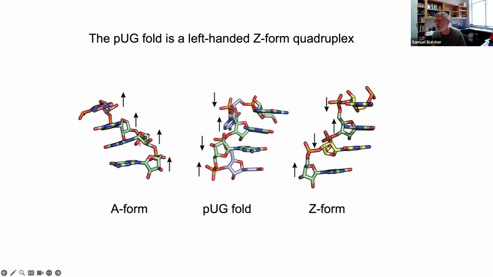And the A-form direction is that all the sugars are pointed the same direction, 5' to 3', and all the stacking is right-handed. Whereas in the Z form, what happens is that there's syn-anti inversions where the sugars are pointing towards each other, away from each other, towards each other, which is what I'm showing with these arrows. So these two sugars are pointing towards each other, and these two in the middle are pointing away from each other. It's alternating syn-anti, syn-anti, and that's exactly what this PUG fold is doing. It's repurposing the Z form backbone pattern into a quadruplex.